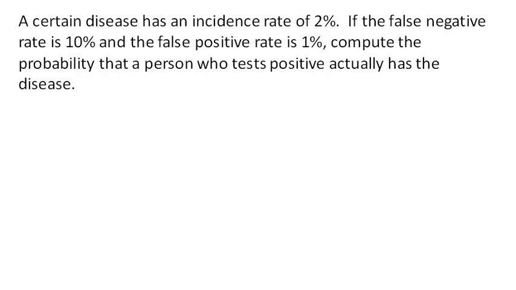So now we have another disease that has an incidence rate of 2%. The false negative rate is 10%, and the false positive rate is 1%. Let's compute the probability that a person who tests positive actually has the disease. There are two ways to do this. Let's start with the easy way, and that is to create a table.